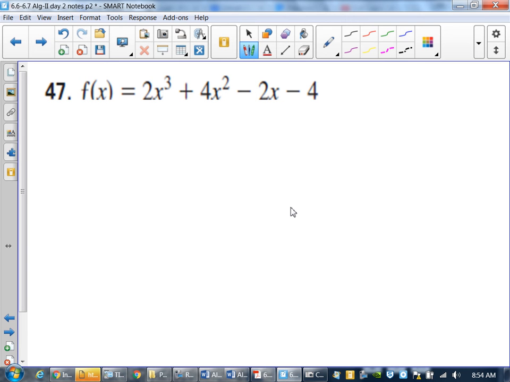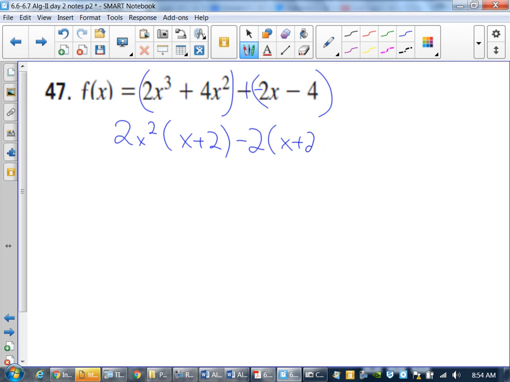But if you can do this, why not just check real quick if you can do GCFs? What's the GCF of 2x cubed and 4x squared? 2x squared. Good. I'm left with an x plus 2. What am I going to take out of there? A negative 2. So now I was able to factor that out. I get 2x squared minus 2 and then x plus 2. Which means I can figure out some zeros.